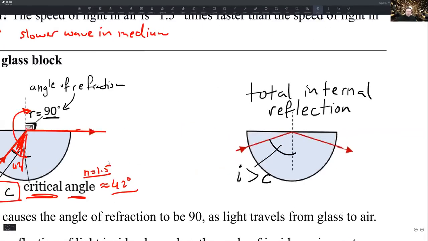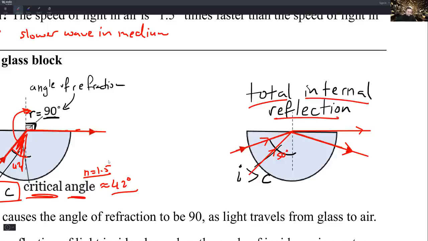Good. Now, this is the fun bit. If the angle of incidence of 42 causes it to touch the glass surface, meaning the critical angle is inside and 90 is outside, what happens if you increase the angle even more? I mean, it can't leave the normal any more than that. It just touched the glass, so it goes back inside the glass. When the angle of incidence is more than critical, and let's say it's 50 degrees, 60 degrees, whatever, something called total internal reflection happens.